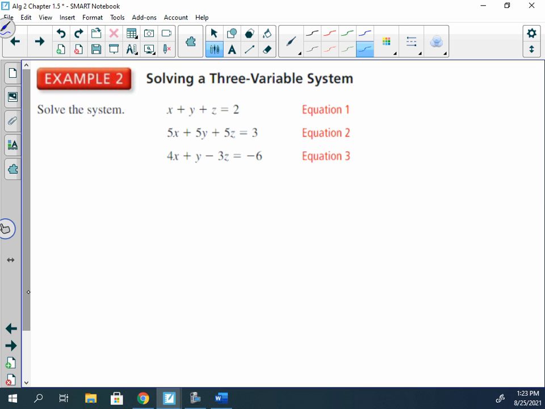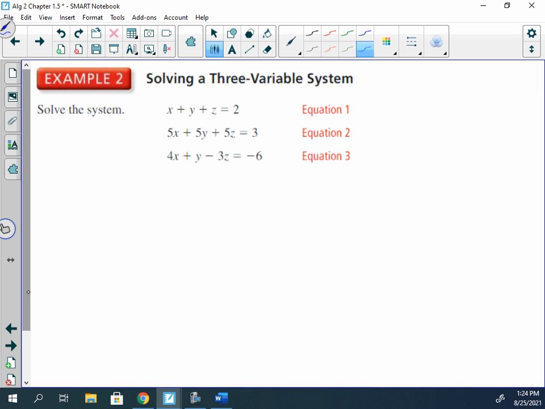All right, guys, let's look at this one here. So, again, we're going to use the exact same steps for this here. Now, we want to pick an equation to eliminate a variable from the other two. Why not this one? It's got ones all the way across. 1x, 1y, 1z. That won't be too bad.